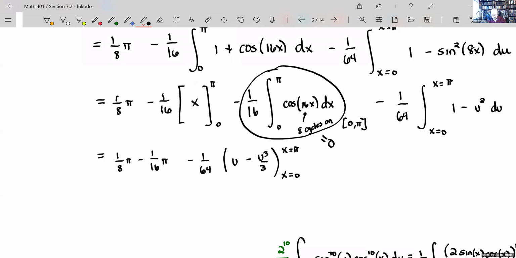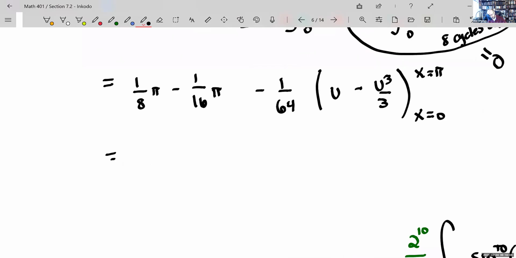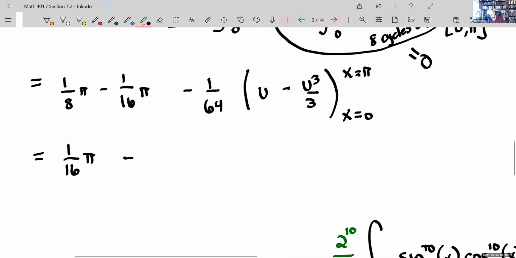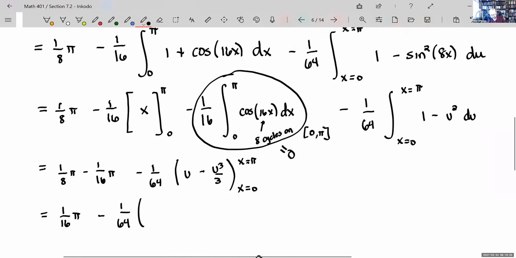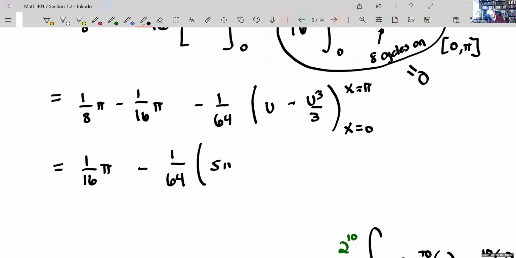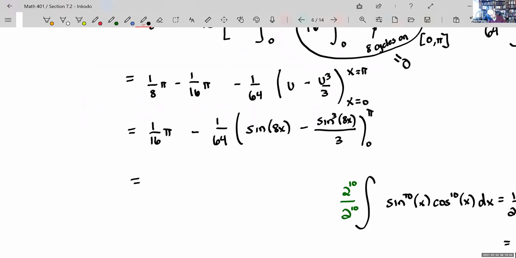And we're going to evaluate this from x equals 0 to x equals pi. And so therefore, I'm going to trade back into the world of x, which is going to be nice. Let's see, 1/8 minus 1/16 is actually 1/16. So it's 1/16 pi minus 1 over 64. And then u, remember, our substitution up above was sine of 8x. So this is going to be sine of 8x minus sine cubed of 8x all over 3 from 0 to pi. Sine of 8 pi is going to be 0. Sine of 0 is going to be 0. So that whole back end disappears. And our final answer is pi over 16.